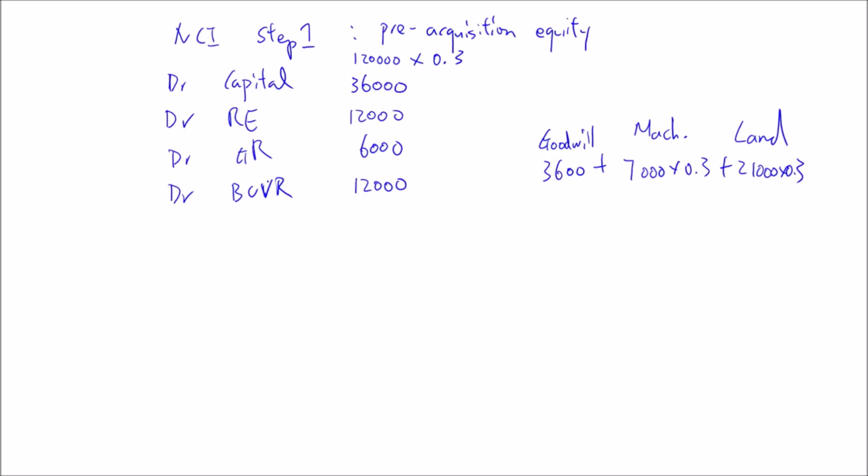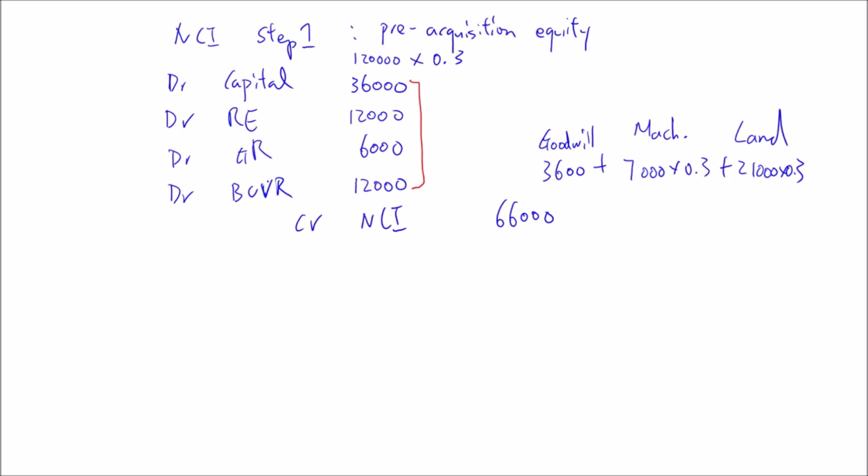The main difference between step 1 NCI and the pre-acquisition entry is that for the pre-acquisition entry, we want to credit investment. But with NCI step 1, we want to credit NCI. And when you include NCI in any NCI journal, pretty much this is a balancing journal. So what we want to do is add up all the debits in this case, and the total will become the amount that we put on the credit side. So in this case, it will be 66,000. So that will be step 1.